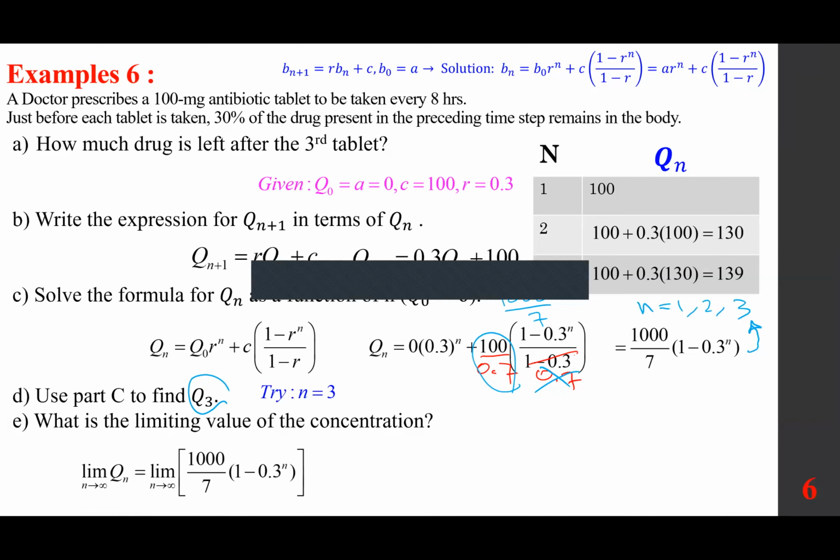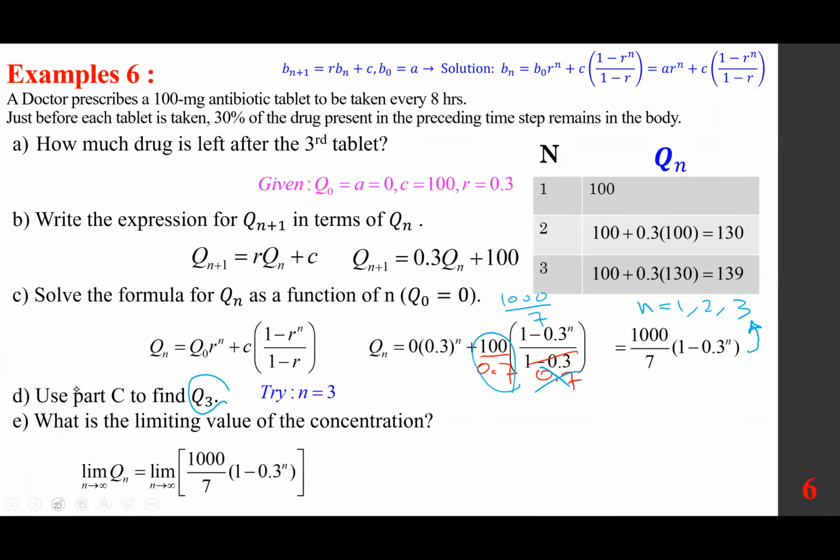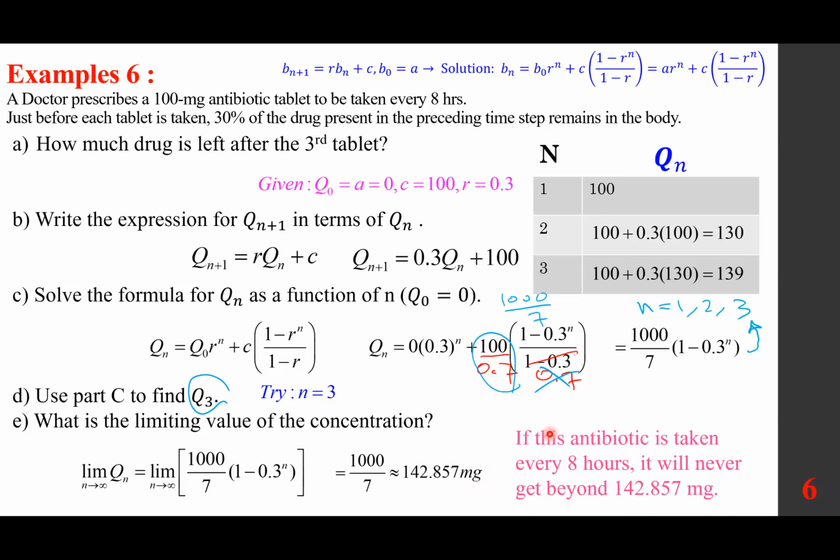When n goes to infinity, because this number is between -1 and 1, this goes to 0. So we get 1000/7. And whenever we answer the question, if the units are given, we give back the same units. Always answer word problems with proper units. And what does it mean? It means if this antibiotic is taken every 8 hours times 10, it will never get beyond this much, 142.857 milligrams.